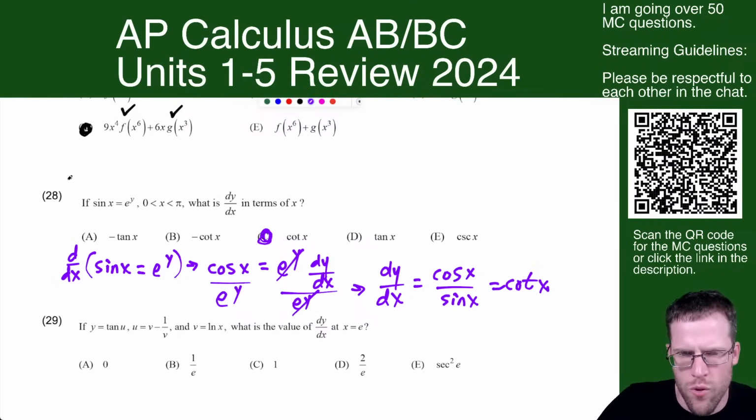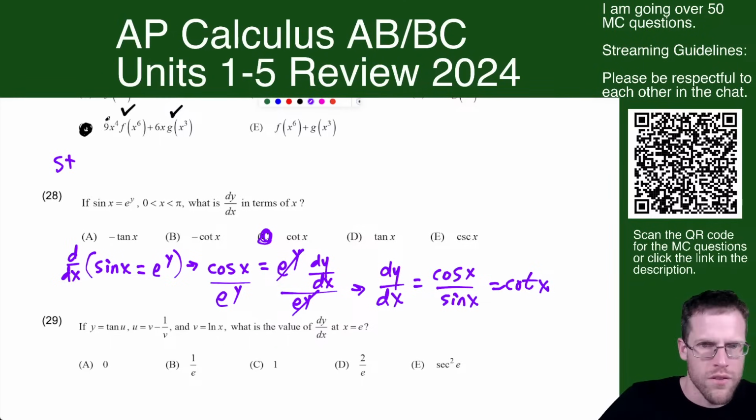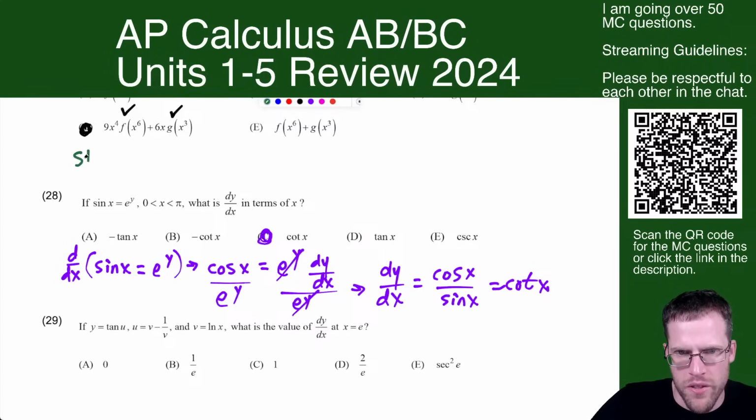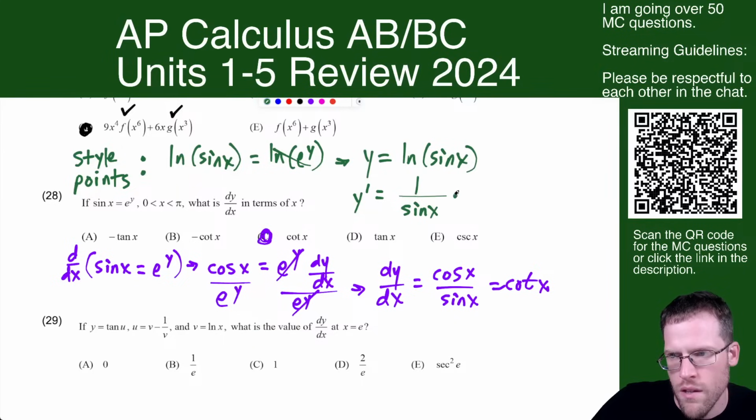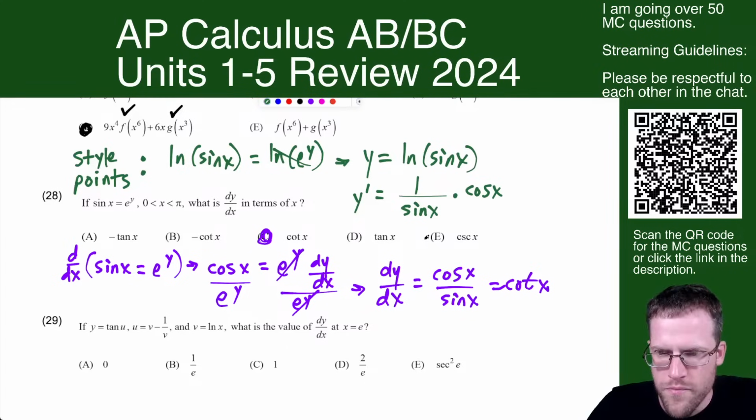All right, so here, the cooler way. Let me change colors. If you do it this way, you get style points. Ready? Sadly, there's no extra credit for style. So if I natural log both sides, now this cancels, and I have y equals natural log of sine x. So then I'm going to write y prime is 1 over sine x. That's the derivative of the outside. It's 1 over the inside. And then times the derivative of sine is cosine. And it gives us cotangent. Okay? So, yeah.